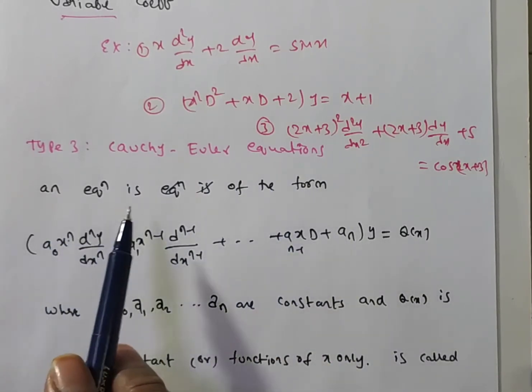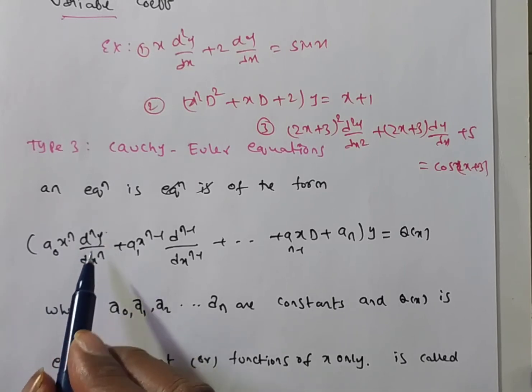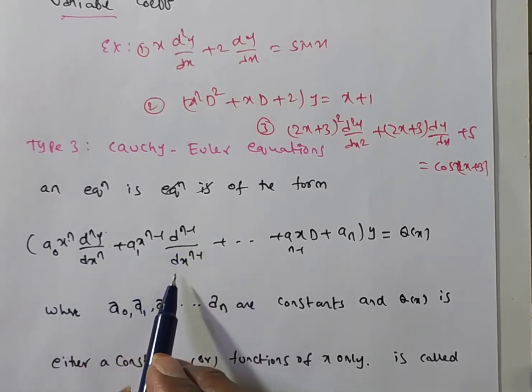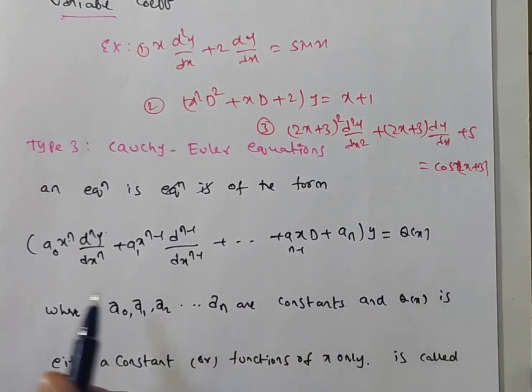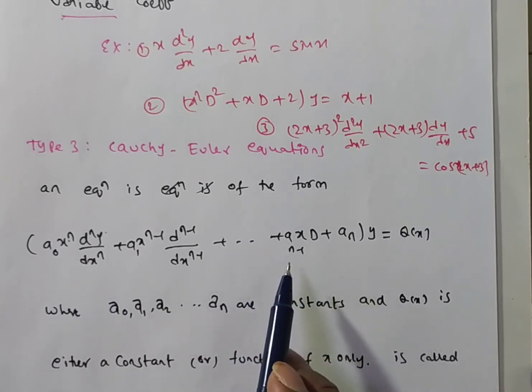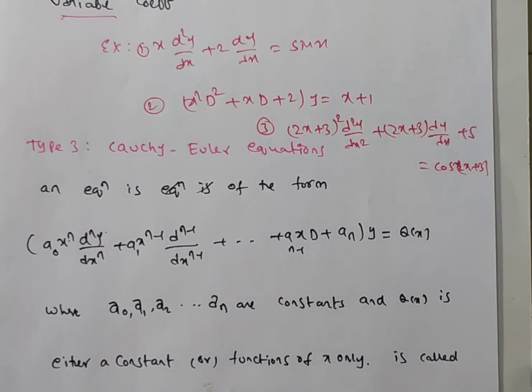An equation is of the form a naught x to the power of n d^n y by dx^n plus a1 x^(n-1) d^(n-1) y by dx^(n-1) plus and so on, plus an into y is equal to q of x. Friends, here a naught, a1, so on, an are all constants. Maybe q of x is either constant or variable.